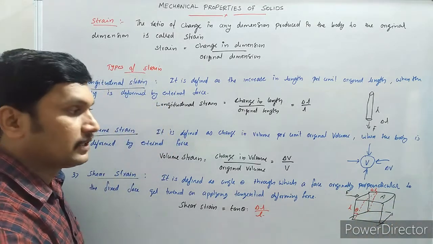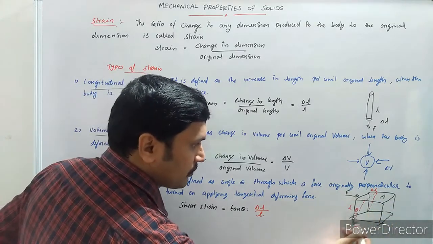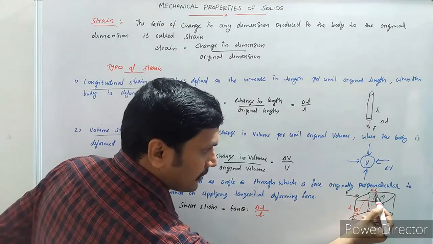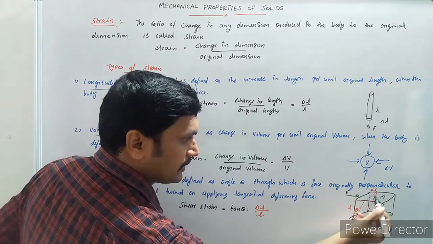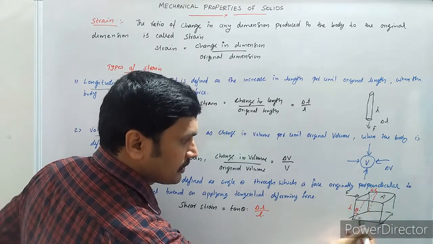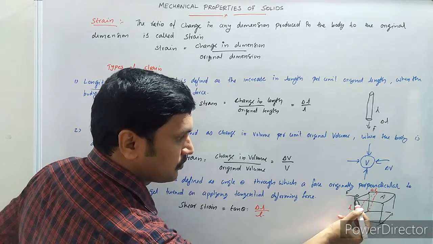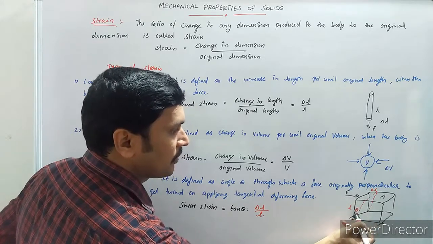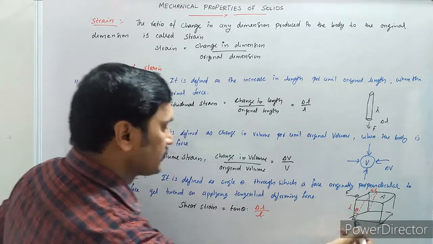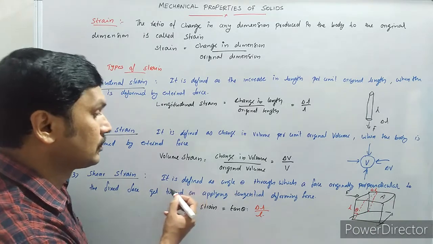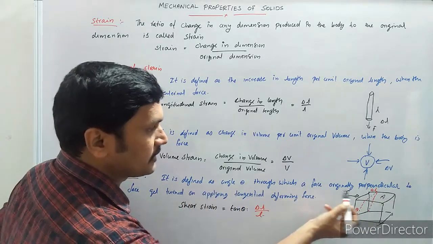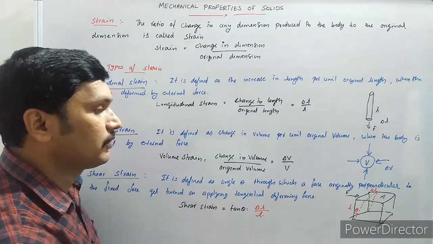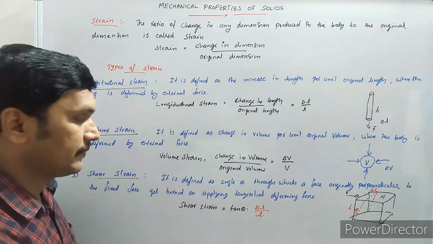So what happened? This face which was originally perpendicular turned through an angle theta. Now this is after applying the force, this is the position of that plane. This is the original position, but by applying an external force tangentially on this face, the originally perpendicular face gets turned through a very small angle, let us say theta. That angle theta is known as shear strain.